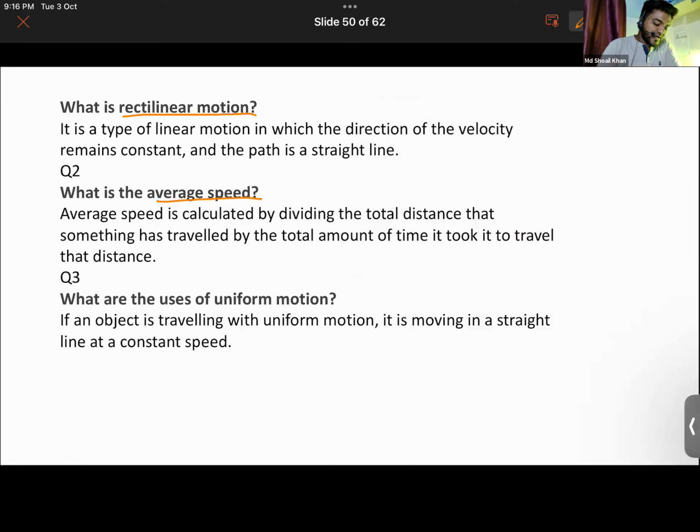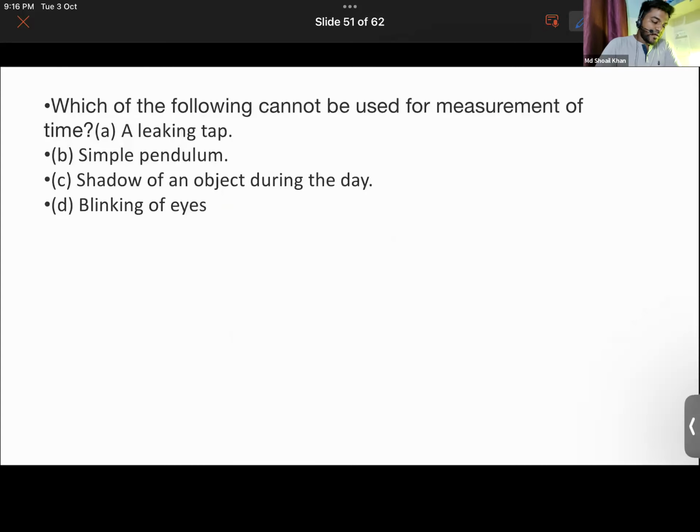Now, what is a rectilinear motion? What is the average speed, and what are the uses of uniform motions? These are the questions which are generally asked in the exams, so remember them. At least make sure that you remember the definition of uniform motion. What is non-uniform motion? What is rectilinear motion, what is circular motion, and what is periodic motion, right? And how does a pendulum work? At least remember them. Getting it now? Yes, sir.